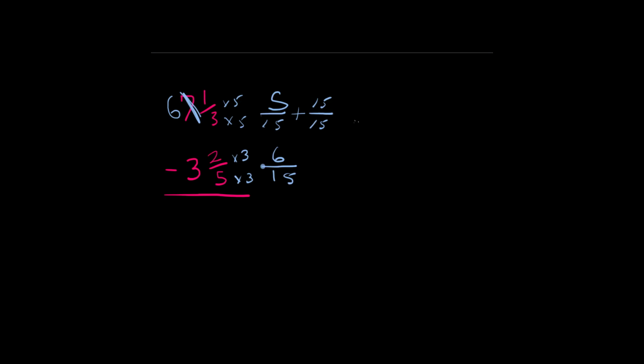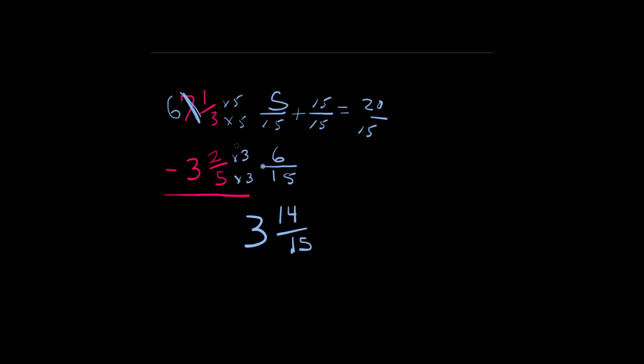Because now, remember from our adding with like denominators, we have a new fraction of 20/15ths, an improper fraction. And now I can do 20 minus 6 is 14 over 15. And then 6 minus 3 is 3.